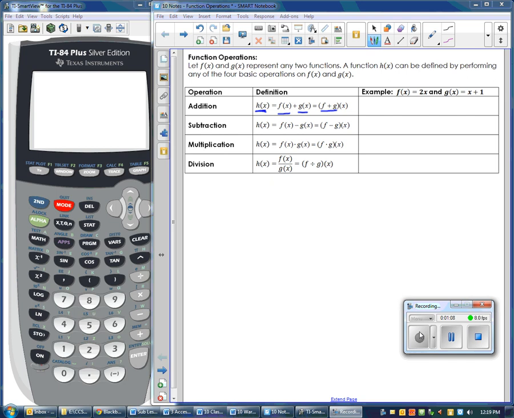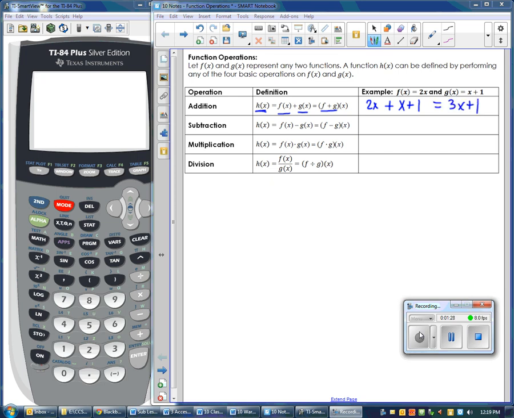So if I have an example here where f of x is 2x and g of x is x plus 1, all I'm doing is adding my function f of x, which is 2x, to my function g of x, which is x plus 1. Now with addition, we don't have to worry about grouping symbols. I can simply combine my like terms, and so that's going to give me 3x plus 1.